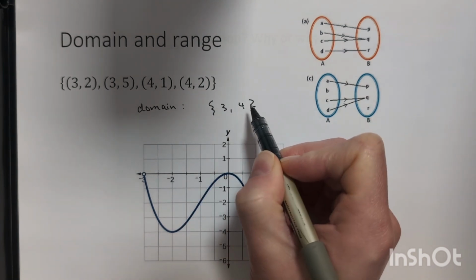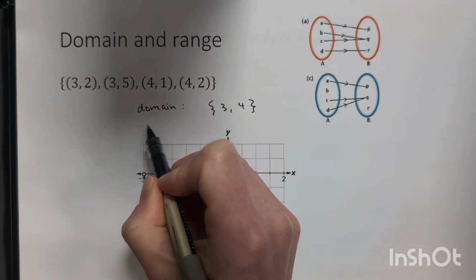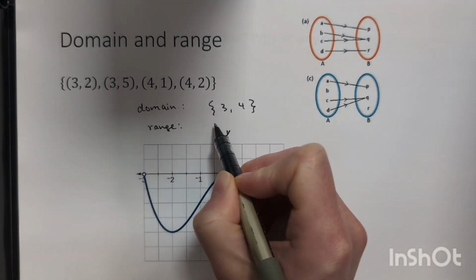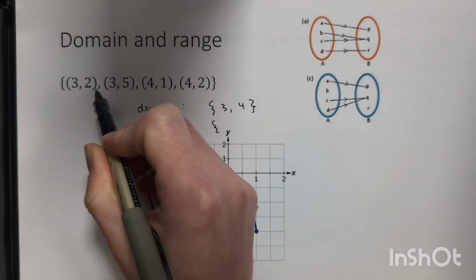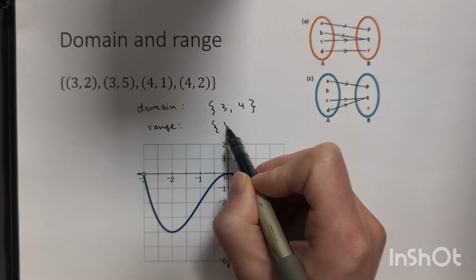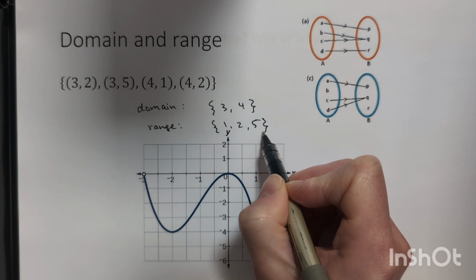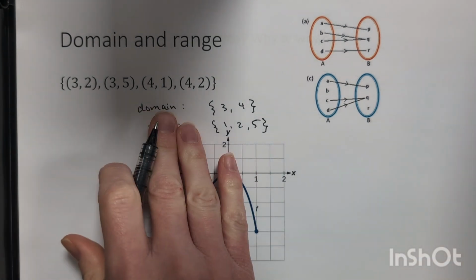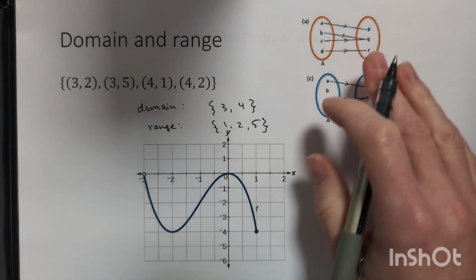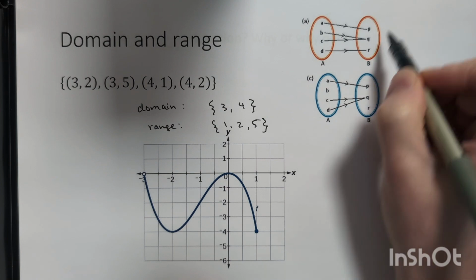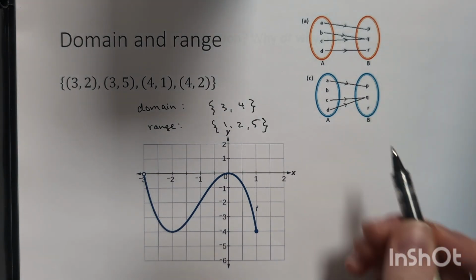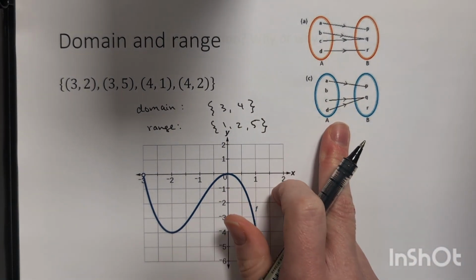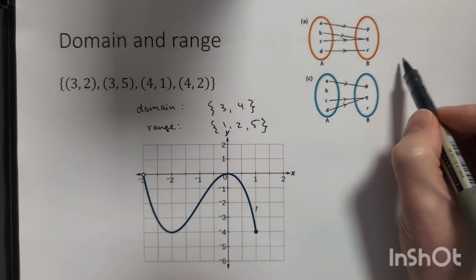This is not in parentheses because it's not an ordered pair. Those are all of my inputs. And the range, the possible outputs, are 1, 2, and 5. It doesn't say how we map them onto each other like these do. So in both of these, the domain and range are the same, whereas this is a function and this is not a function. They still have the same domain and range.